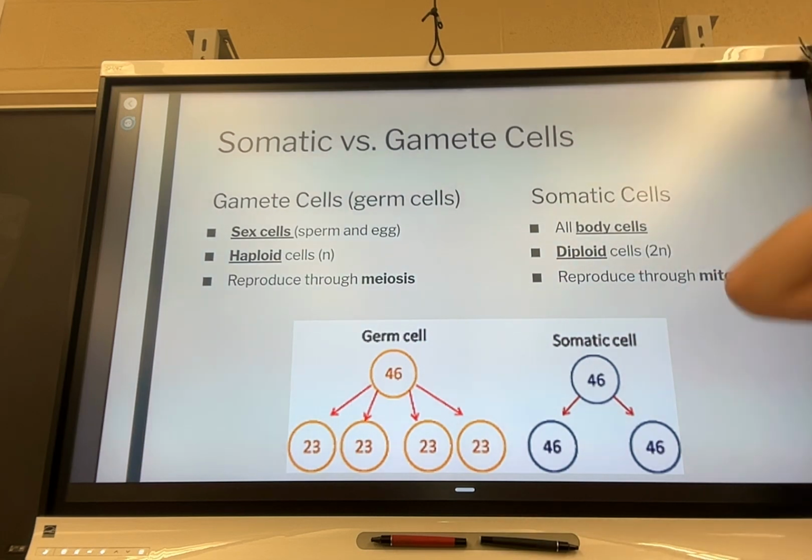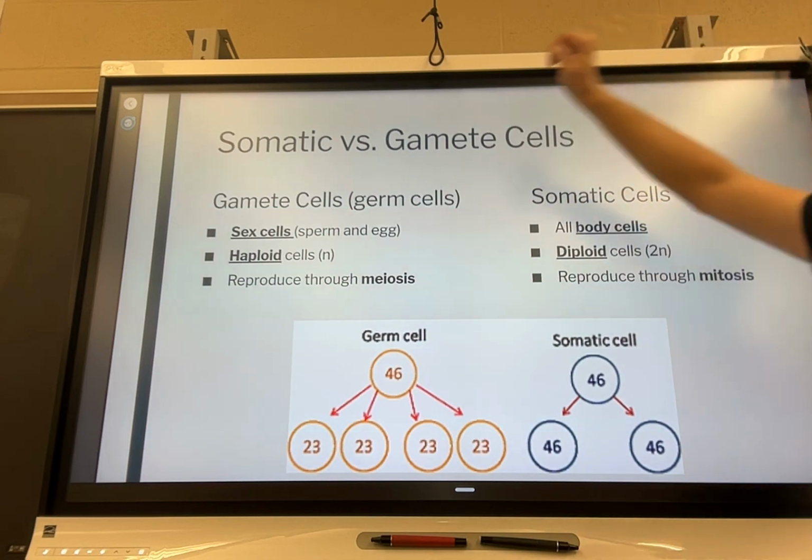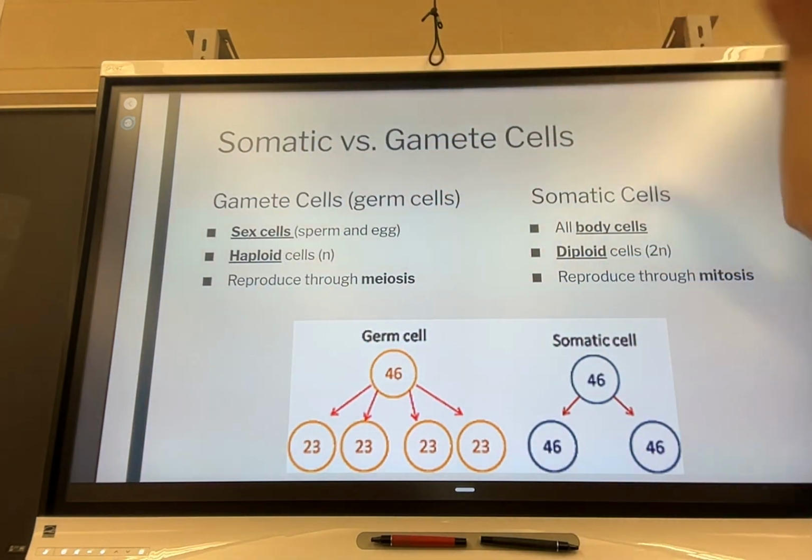So the other thing we need to refresh our memories on, like I said, we've been doing it over the past couple days, but we need to know the difference between somatic cells and gamete or germ cells. So we are going to be moving away from somatic cells. That's what we've been talking about. Matthew, what are somatic cells?